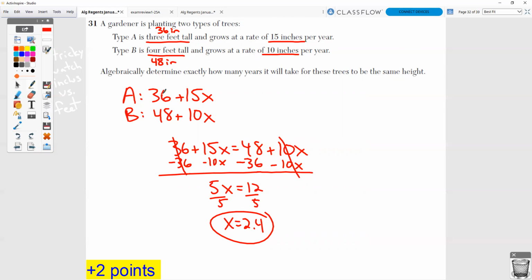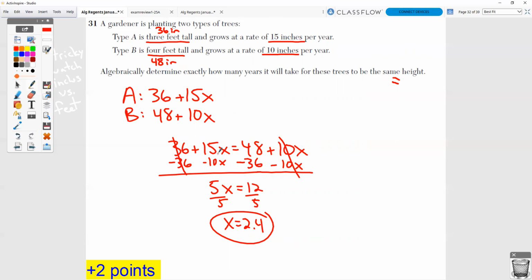So for type A, the equation would be starting at 36 inches and it grows 15 inches per year, so plus 15x. For type B, it starts off at 4 feet tall or 48 inches, plus it grows at 10 inches per year. We want to determine algebraically how long it will take to be the same height. The same is equal. We want to know when those two things will be equal to each other.